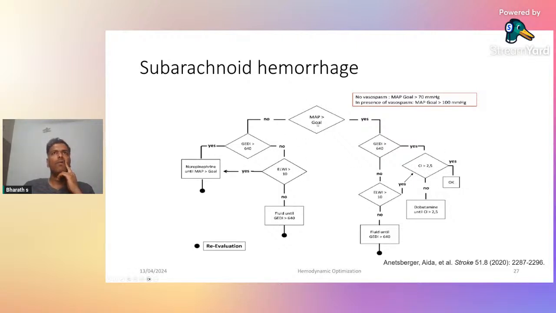Whereas if the MAP goal is not reached, then also it remains the same. You look at end diastolic index. If end diastolic index is low, then you start with fluids. If the end diastolic index is good, then you look at extravascular lung water. If this is low, then we need to give fluids. If the preload is good and contractility is also good, then we start noradrenaline to titrate the blood pressure to mean arterial pressure.